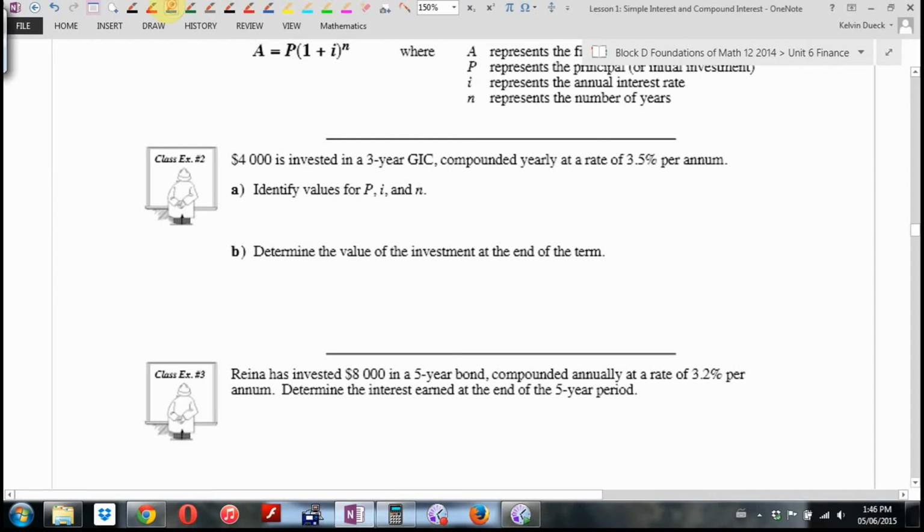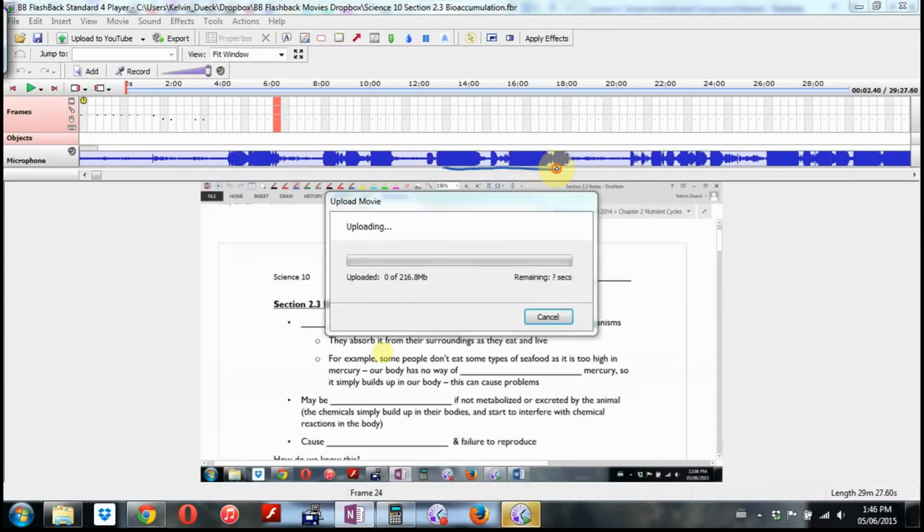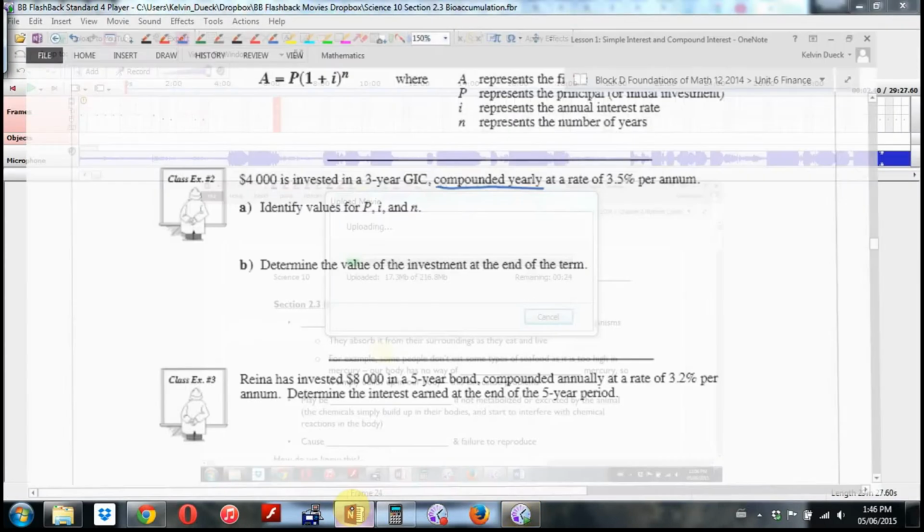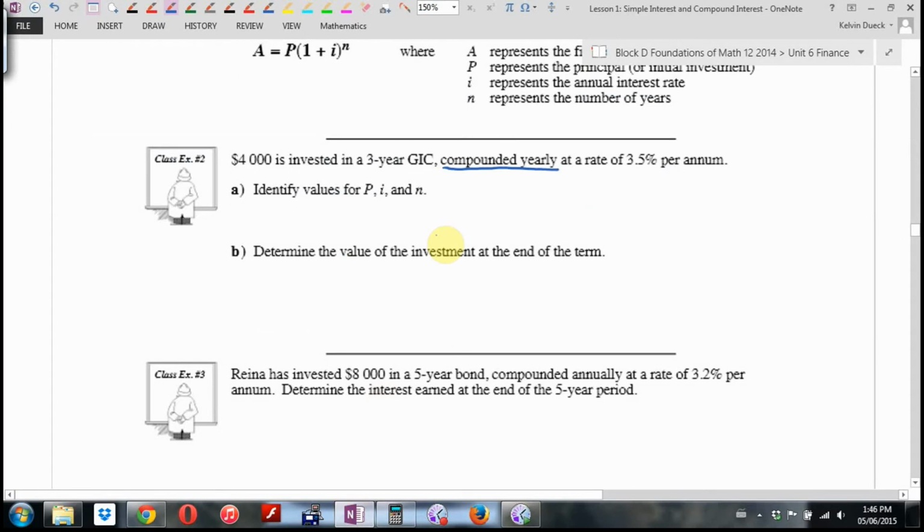All of us right now, please, can you underline the phrase compounded yearly? That tells you this is compound interest. And underline the rate, 3.5% per annum. We're going to use this: A equals P bracket 1 plus little i to the n. But in part A, my Physics 12 kids will recognize the acronym DFIC. We're going to list our data.